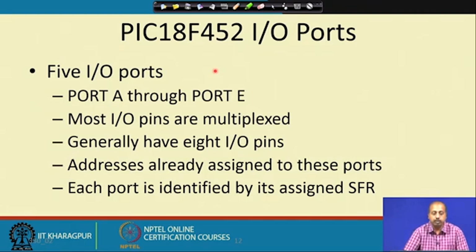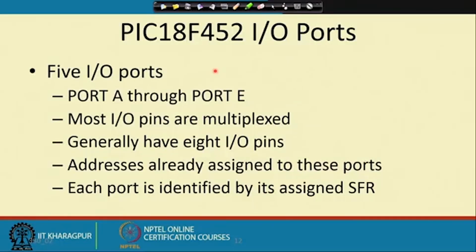IO ports. There are a number of IO ports, port A through port E. So, A, B, C, D, E, there are 5 such IO ports, and most of these IO pins are multiplexed. So, they are multifunctional, just like 8051 ports. Here also the pins are going to be multifunctional. Generally, individual ports have 8 input output pins, and these addresses are already assigned to these ports.